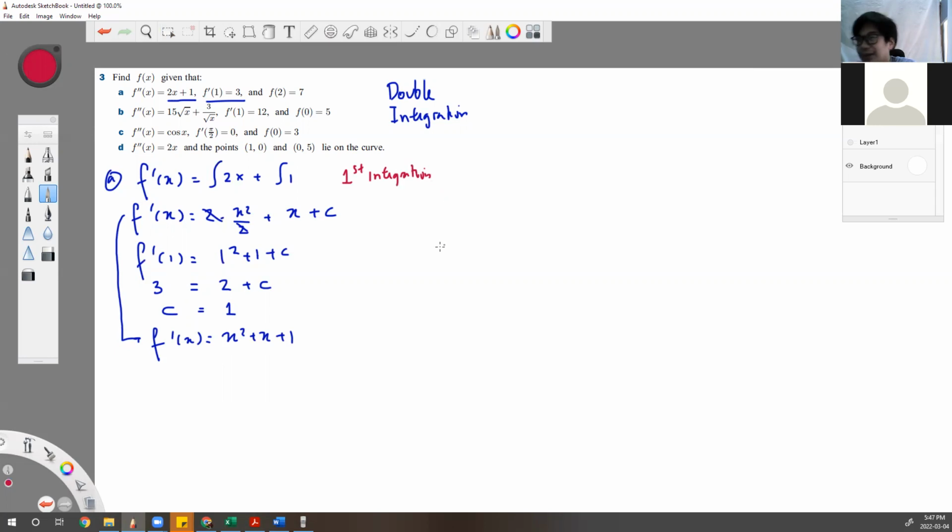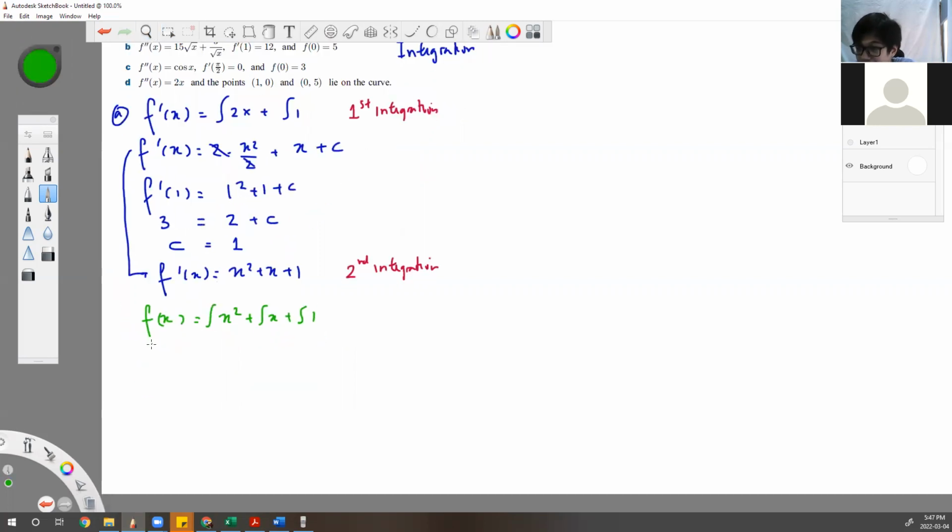But you are not stopped at f'(x). You have to find f(x). So the second integration will be performed here. Okay, I will use the green color. f(x) is the integration of x squared plus integration of x plus integration of 1. Right, and then f(x) equals x cubed over 3 plus x squared over 2 plus 1x plus c.